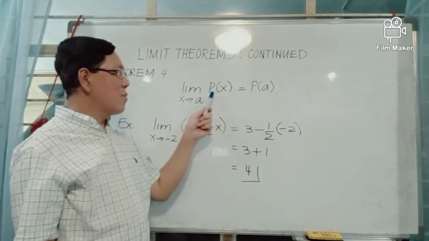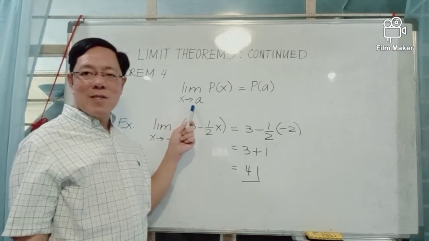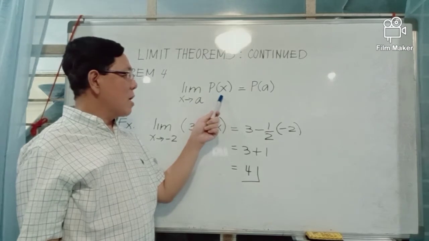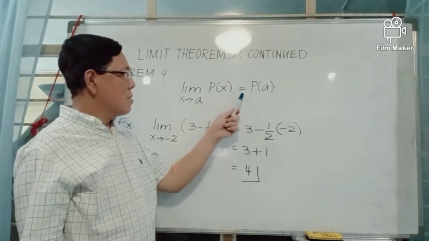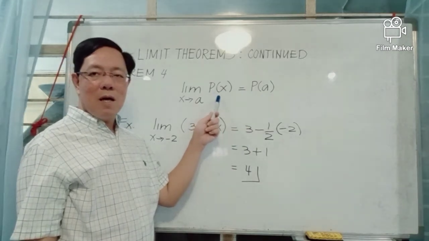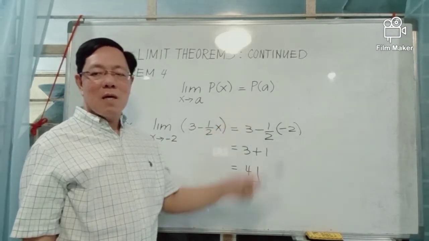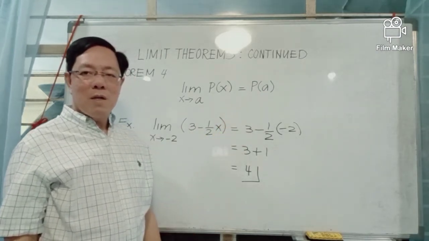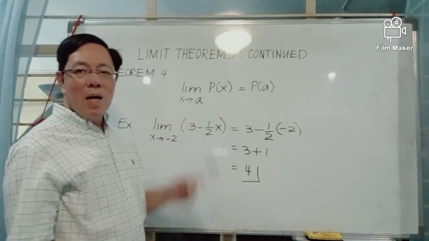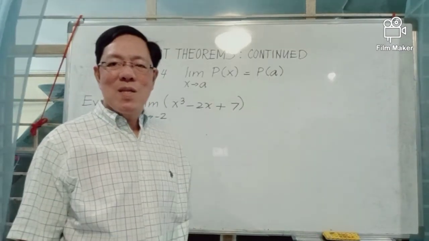This means that when you evaluate the limit of a polynomial function as x approaches a certain number a, you simply evaluate the polynomial function at x equals a. So p of a means that in the given polynomial function p of x, you replace x with a and you simplify the resulting expression. We now take an example for applying limit theorem 4. Consider the following problem.